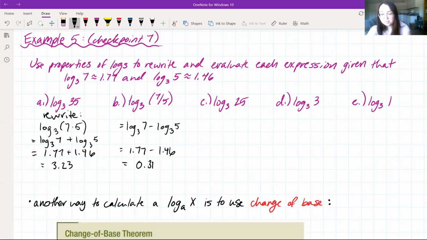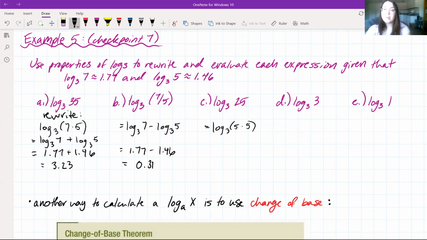All right, and now for part C, we have log base 3 of 25. So similarly to part A, we don't know what log base 3 of 25 is unless we use a calculator, but we do know what log base 3 of 5 is. So we can rewrite this to be log base 3 of 5 times 5.